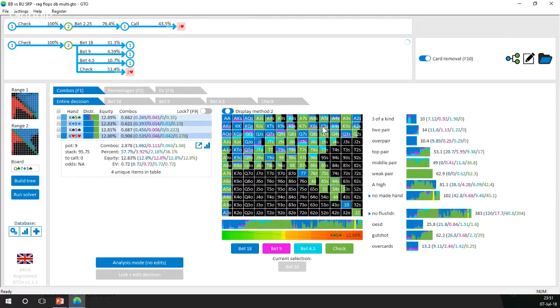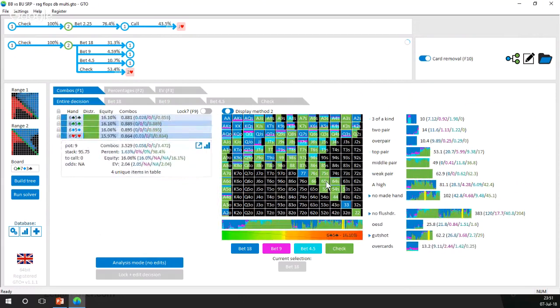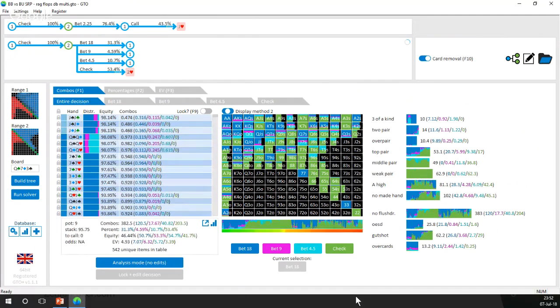Other than that, we're using a king five, right? It's got three outs to beat a queen. Or an ace deuce. It's got three outs to beat a queen. So those kinds of hands are what we're using as our overbet. What's that overbet size? Our overbet is twice pot. Yeah, this is a twice pot overbet size.